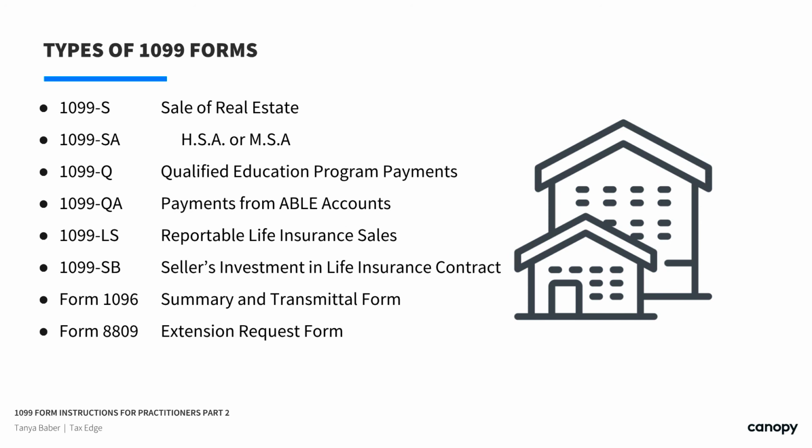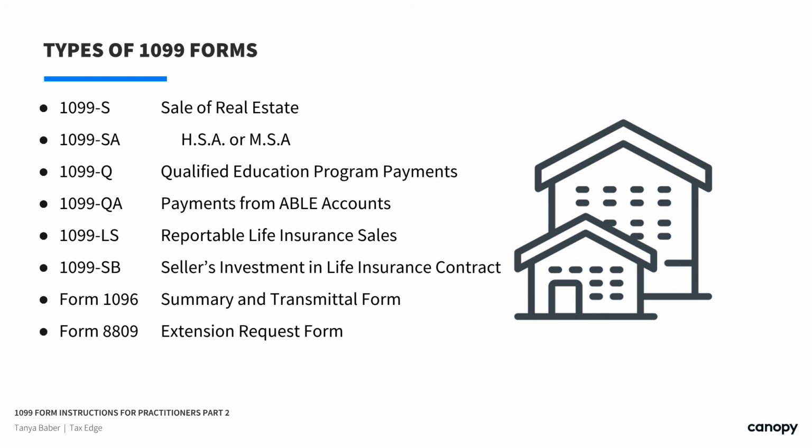A lot of these are more obscure ones. It may not be that you have occasion for a client to create one of these forms, but you may see one if you're in practice and doing preparation. So this just puts all these forms on your radar. At least you know what they're about and what to expect with them. The 1099SB is another new one for 2018. That is the seller's investment in life insurance contract.